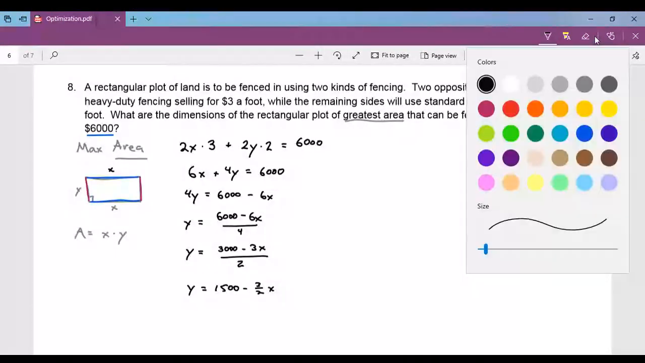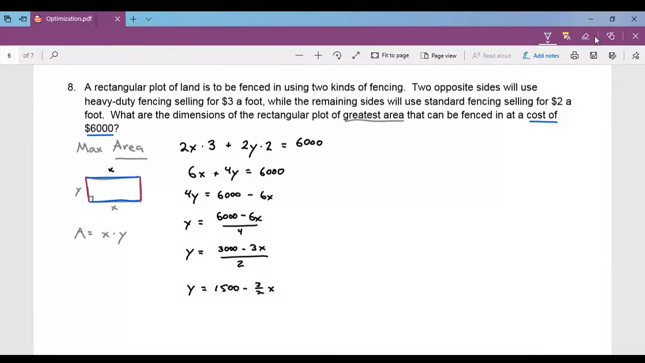So now what I can do is come back over here to my area equation and say A of x is going to be x times what I got for y, which is 1,500 minus 3 halves x. Now, if I was doing this problem, I would distribute the x. I'm going to rewrite A of x as 1,500x minus 3 halves x squared.